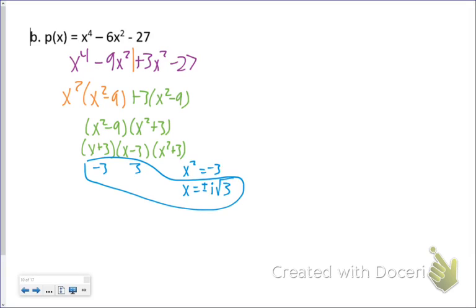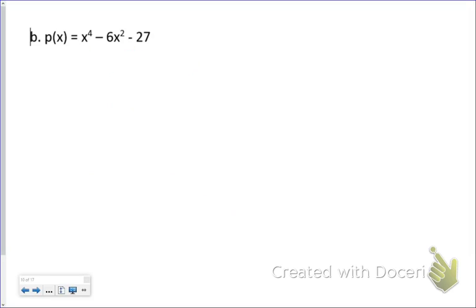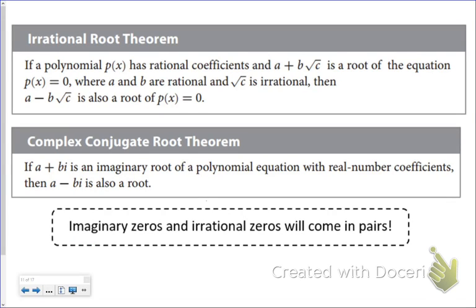Okay, so now we're going to go backwards. We are going to look at some other theorems, the irrational root theorem and the complex conjugate root theorem. Basically, something you guys have probably already seen whenever we did the quadratic formula, because it's plus or minus that square root, those irrational zeros are going to come in pairs.